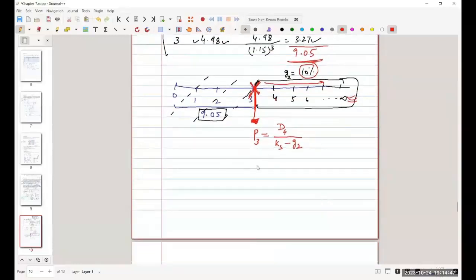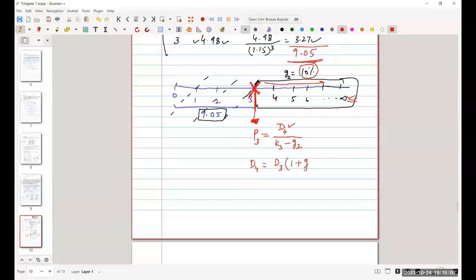Let's compute P3. For P3, I will need to calculate D4. So first of all, let's figure out what D4 is. D4 is going to be, because I know D3, 1 plus the growth rate.